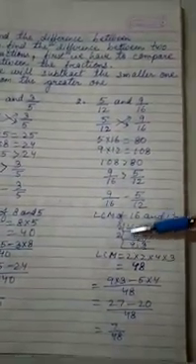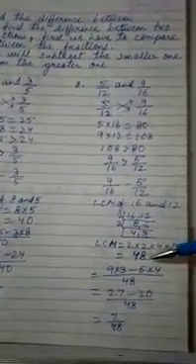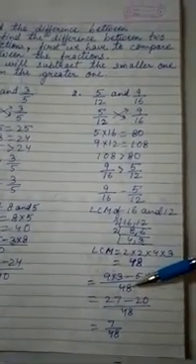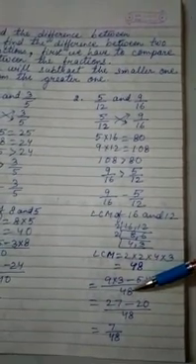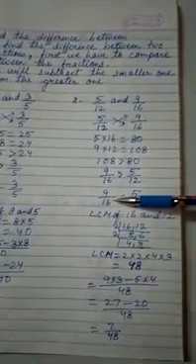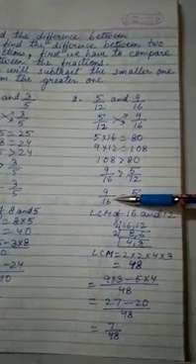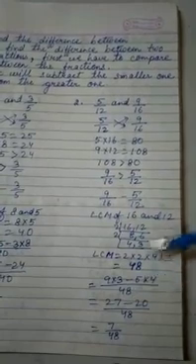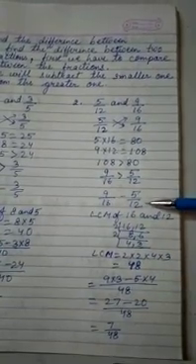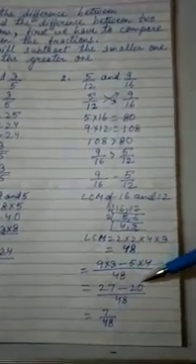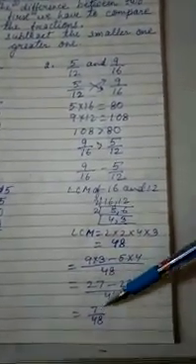We'll take the LCM of 16 and 12, that is 48. Now 48 we have to write in denominator. 48 divided by the denominator of the first fraction, that is 16, is 3. So 9 into 3 minus 48 divided by 12 is 4. 5 into 4 is 20. 27 minus 20 is 7 by 48.